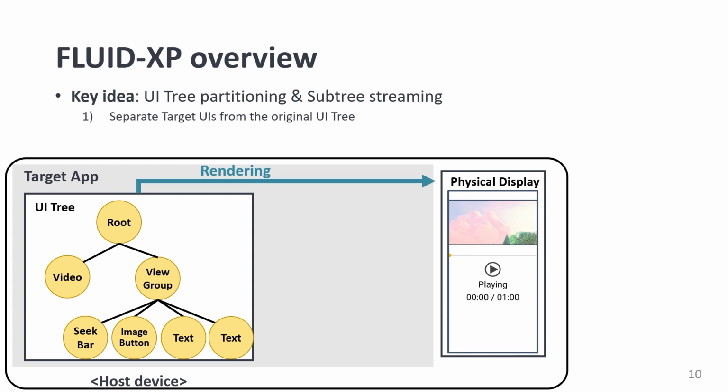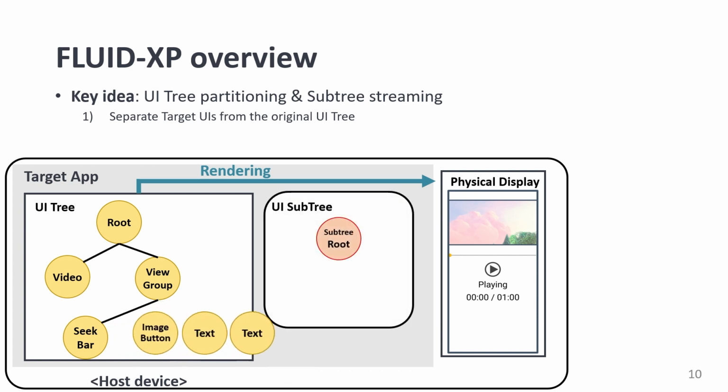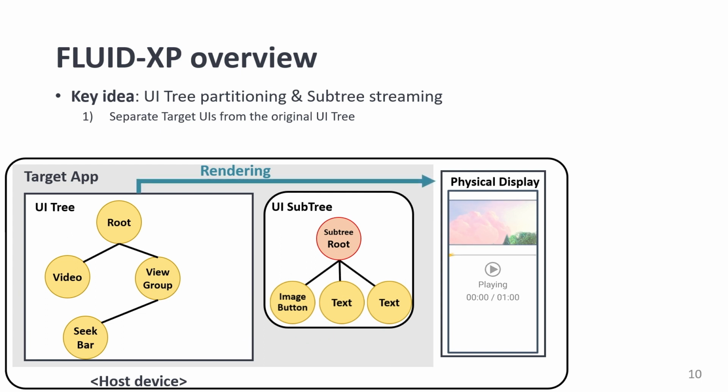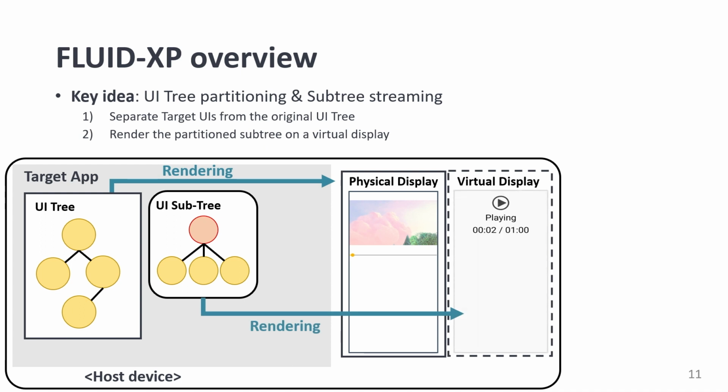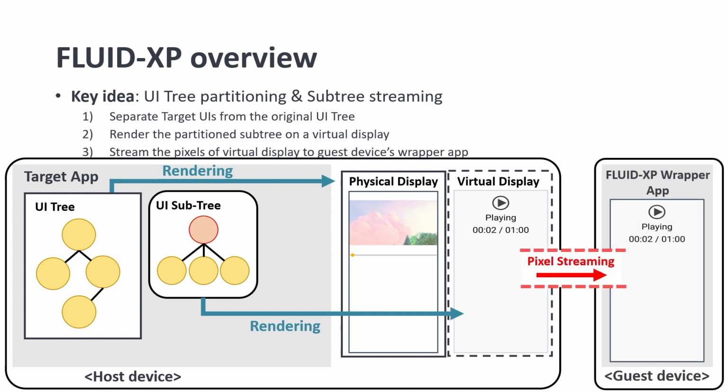First, when the user selects UIs to distribute, Fluid XP separates the selected UIs from the original UI tree and creates a subtree consisting of the selected UIs. Then, we render the partitioned subtree on an invisible display called a virtual display, and stream the pixel data of the virtual display to the guest device's Fluid XP wrapper app. Note that we use pixel data as a medium for UI distribution, since pixel is a universal, platform-independent data format used in all display devices.